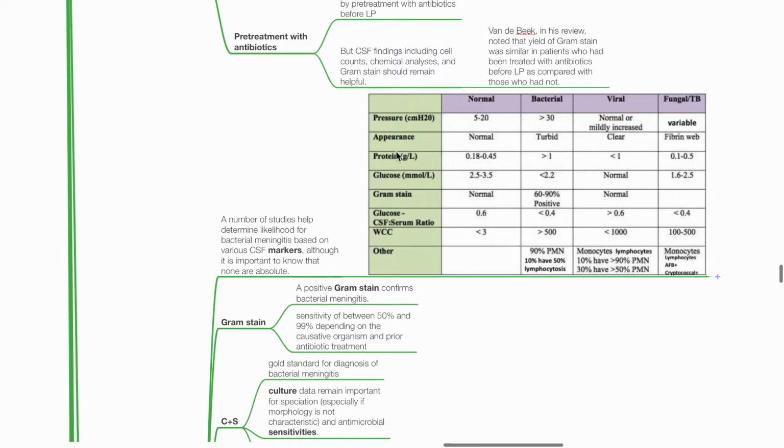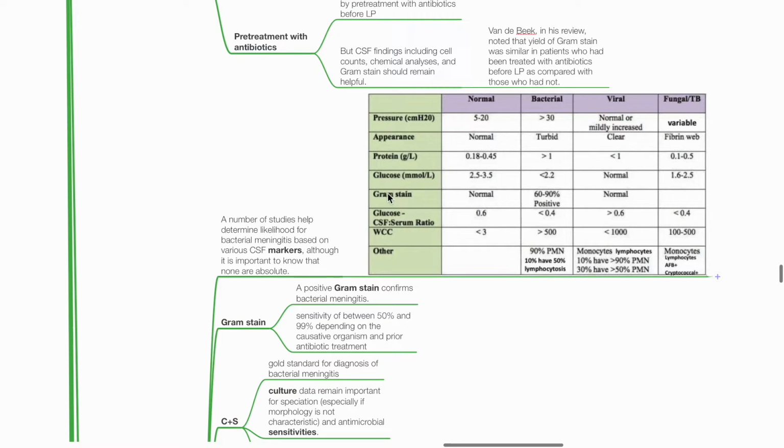Normal appearance is clear. Bacterial infection, turbid. Viral infection, clear. Fungal or TB infection, fibrin web. Protein in grams per liter, normal is 0.18 to 0.45. If bacterial infection, more than 1. Viral infection, less than 1. Fungal or TB infection, 0.1 to 0.5.